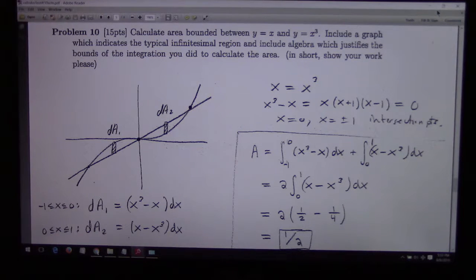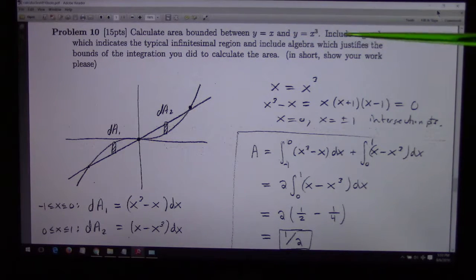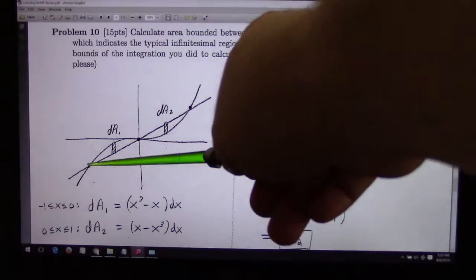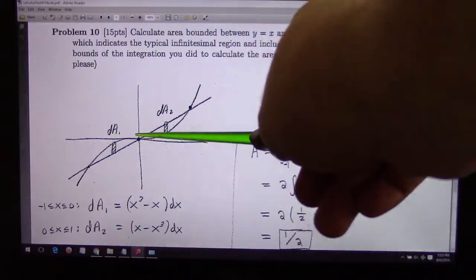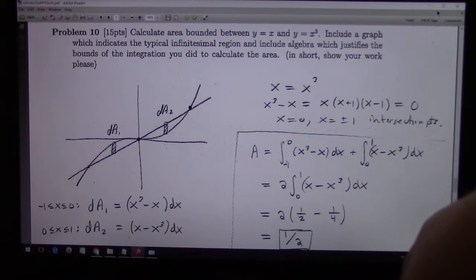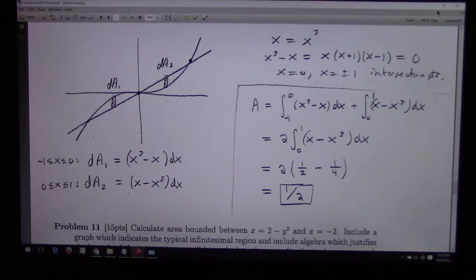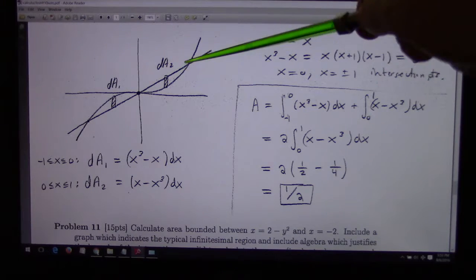Find the area bounded between y equals x and y equals x cubed. So include a graph and the typical infinitesimal region. I tried to show you a few examples of these. The thing about this one is that the dA on one side and the opposite side are kind of opposite, right? The line is below on the left and above on the right. But fortunately there's a symmetry here, so you can actually just calculate the area of this piece and then double it.